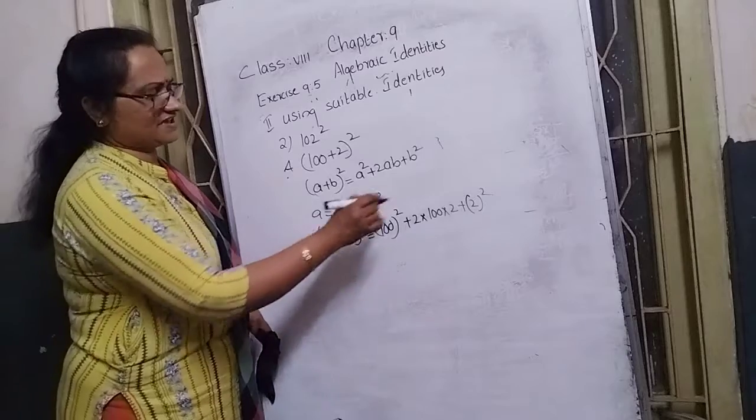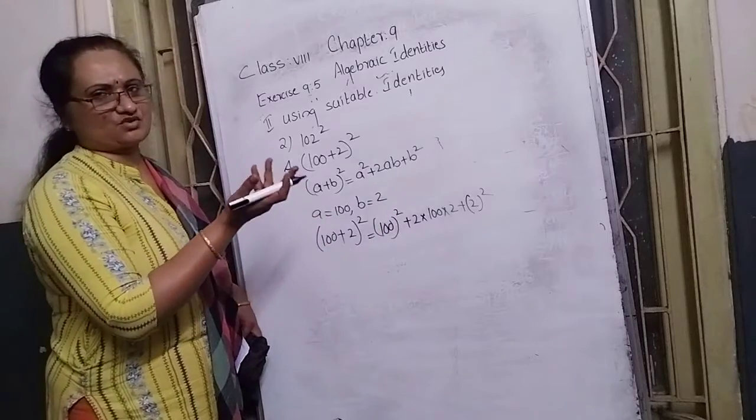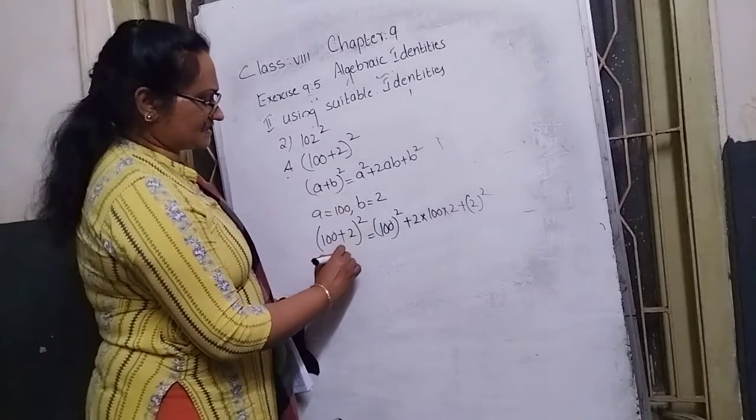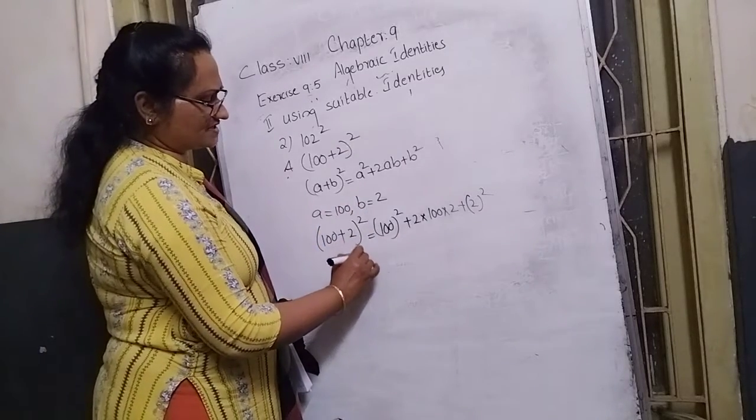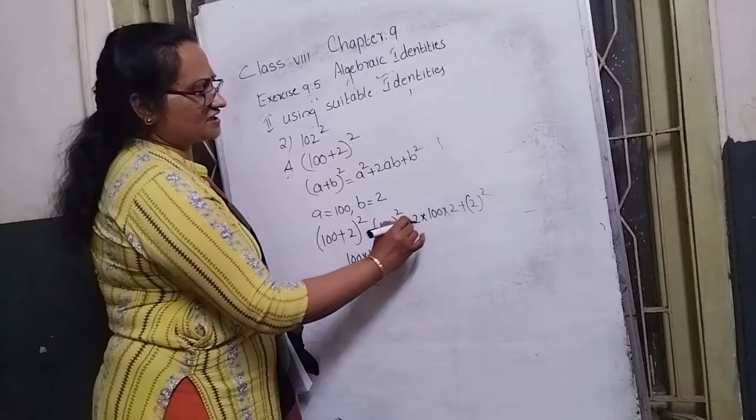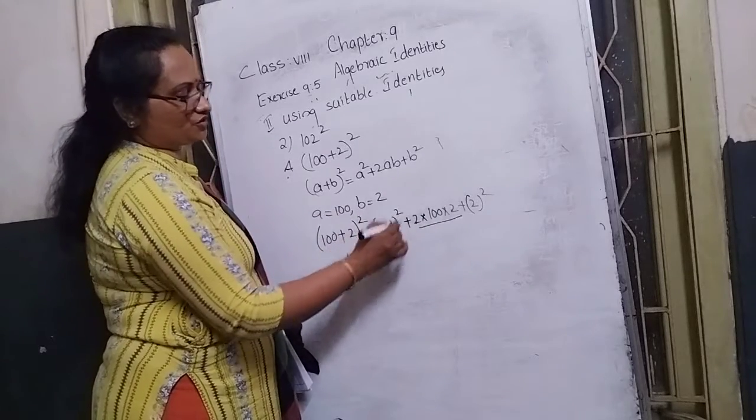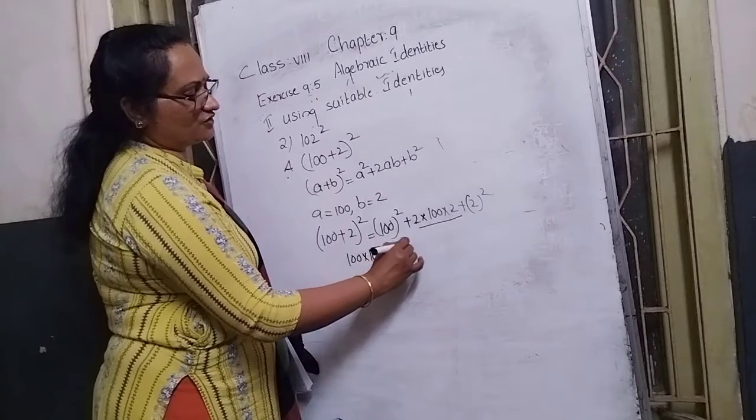Again, the right side by the left side part: leave 100 plus 2, which becomes 102. Our question is in that form only, so leave the left side. For the right side part expansion, 100 square means 100 into 100, plus 2 in the middle. This is the second term: 2 twos are 4, into 100, becomes 400.